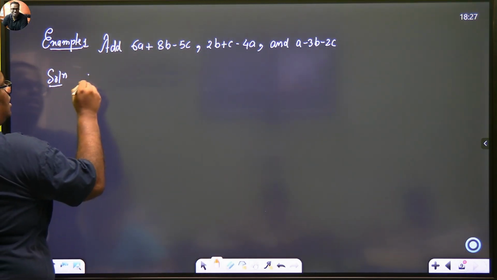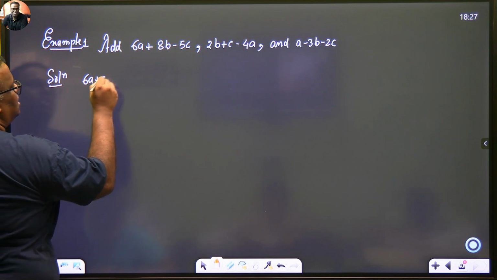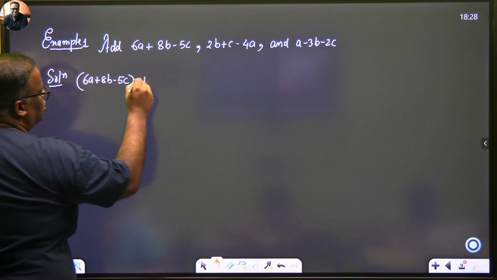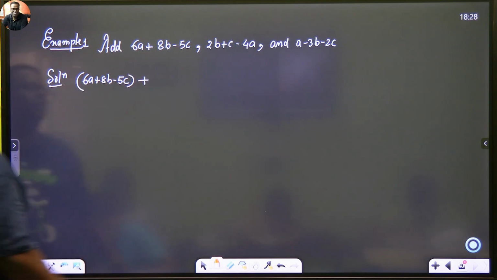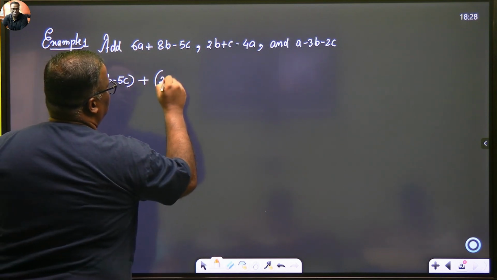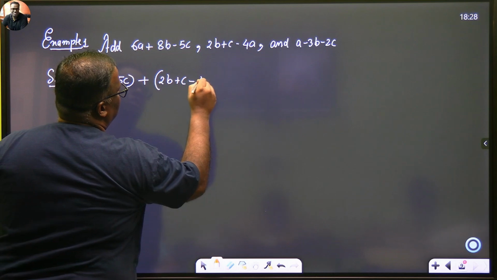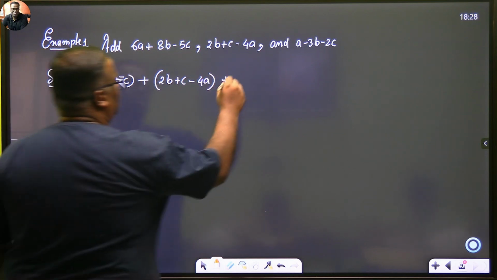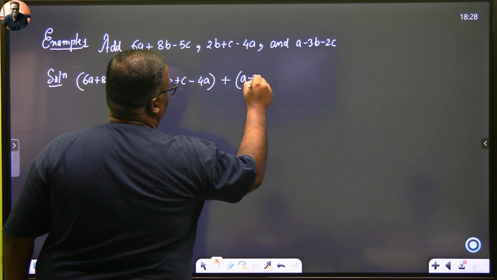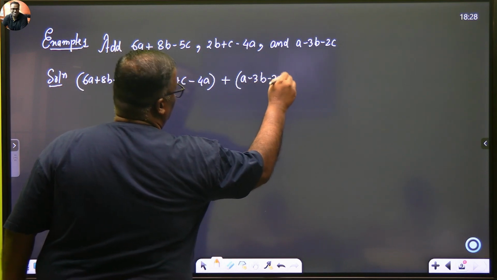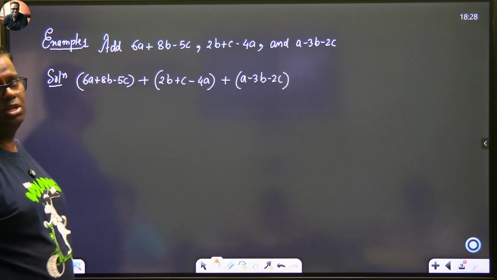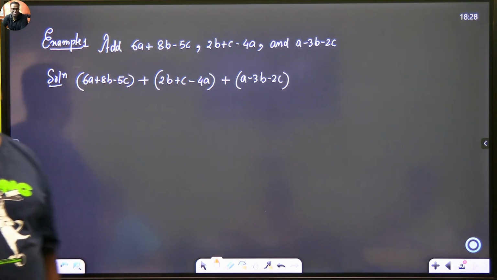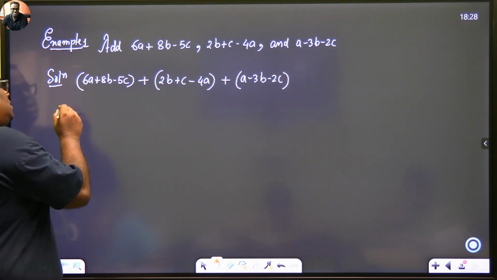I would write 6a plus 8b minus 5c. Then you put a positive, what you call plus sign. Put the next expression, 2b plus c minus 4a. Then put a sign and bring the third one, a minus 3b minus 2c. Whoever deviates from these steps, be ready to lose marks in tests. And if you're fine with that, I have no issues. What should be our next step, Sarvesh?